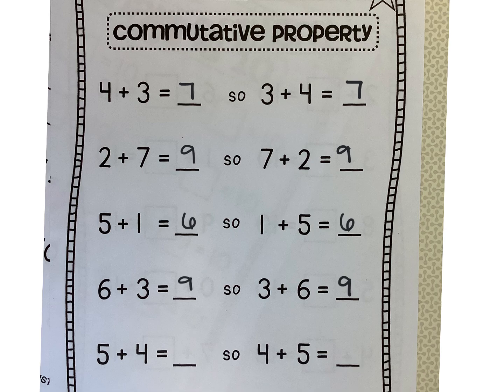So let's do near doubles. 4 plus 4 is 8. So one more is 9.